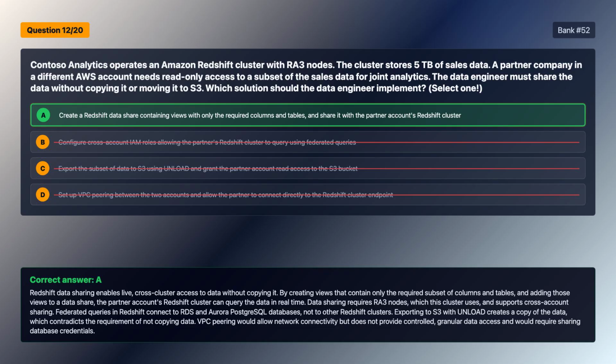Federated queries in Redshift connect to RDS and Aurora PostgreSQL databases, not to other Redshift clusters. Exporting to S3 with unload creates a copy of the data, which contradicts the requirement of not copying data. VPC peering would allow network connectivity, but does not provide controlled, granular data access and would require sharing database credentials.